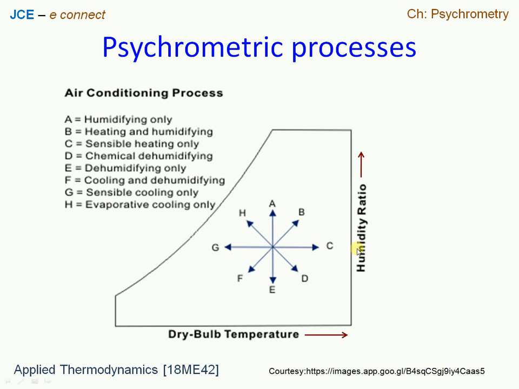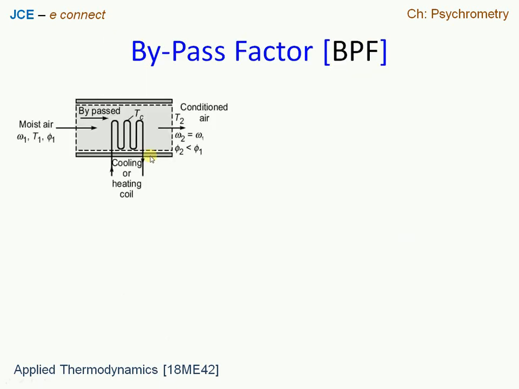Now let's look into an apparatus or air conditioning unit where we can consider a cooling or heating process, and let us look at one important factor called the bypass factor. So here we have a duct, basically an air conditioning unit, where on the left end we have a stream of moist air having an inlet temperature T1. It is having some relative humidity, likewise having some specific humidity omega 1.